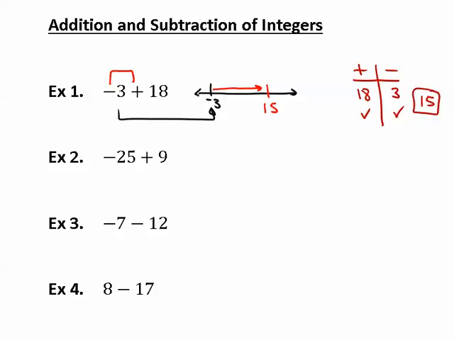What about in example 2? Once again, we could have a number line here like this. We start at -25. Addition, we're moving to the right by 9 units. Well, think about this. We're at -25, and we're moving to the right by 9 units. Well, we're still in the negative by how much? Would be -16.